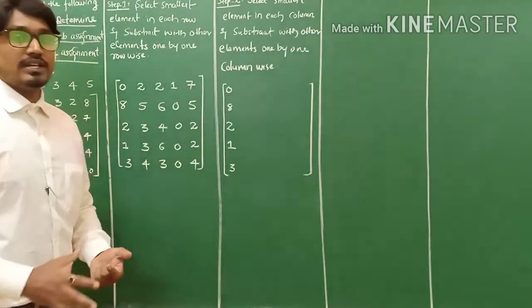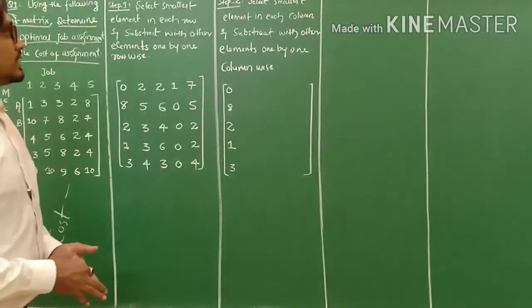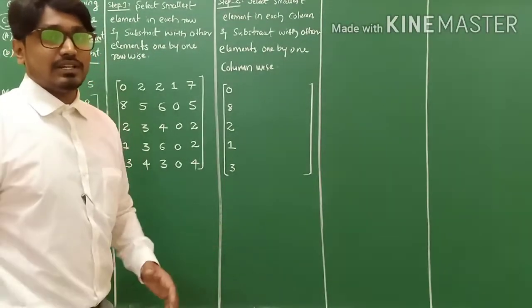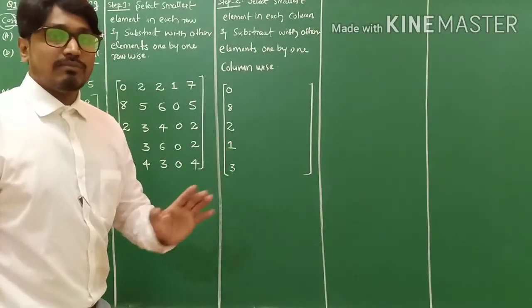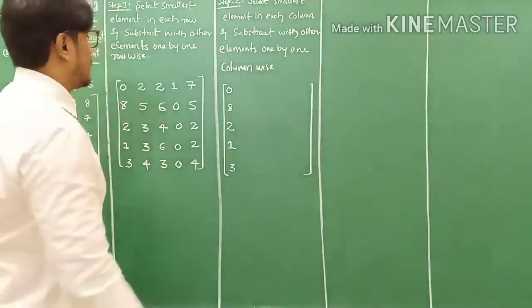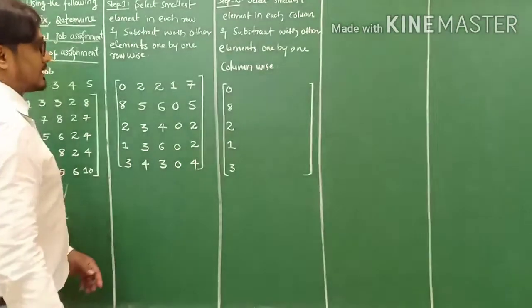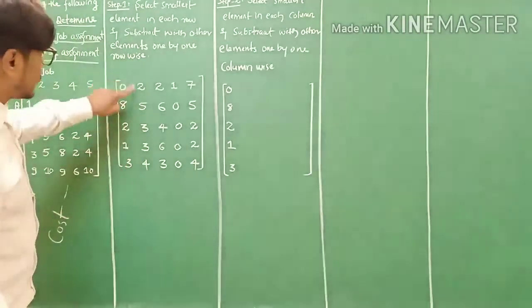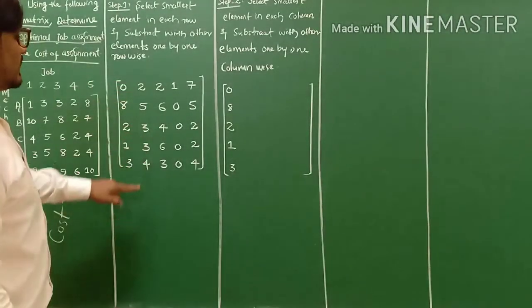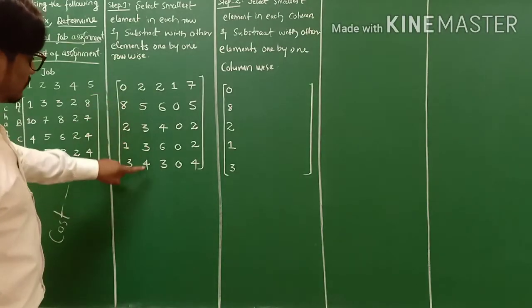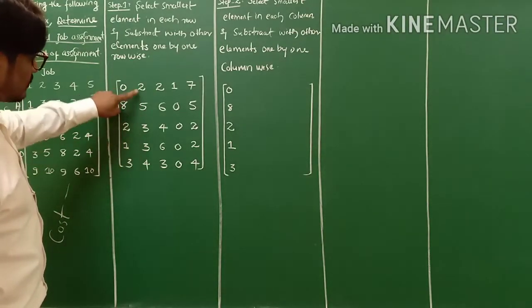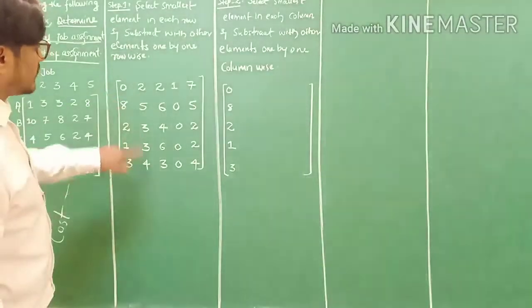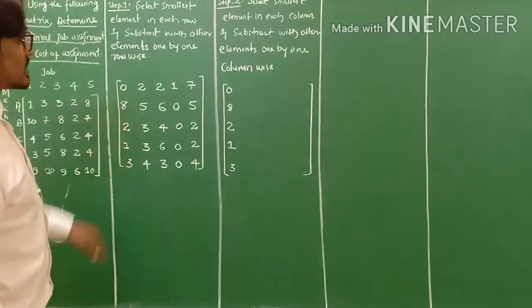So this is the step of selecting the smallest element in each column and subtracting it from the other elements one by one, column wise. Right. Now, the second column. See, here we couldn't find 0. There is no 0. We have to find the least value. So, according to me, see here, 2 is the least: 2, 5, 3, 3, 4. The others are bigger numbers. So the smallest one is 2.